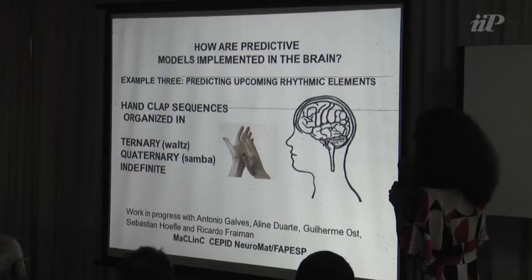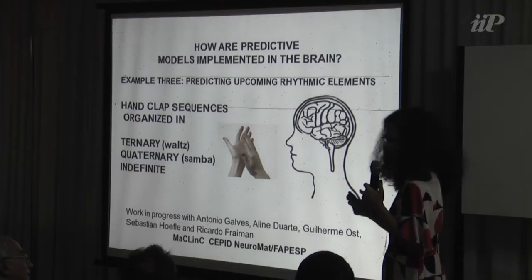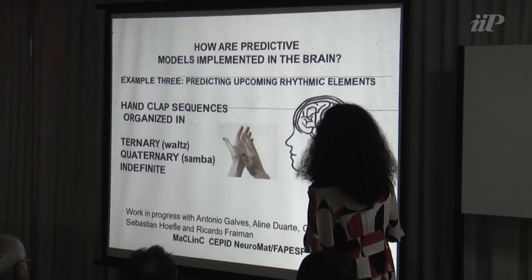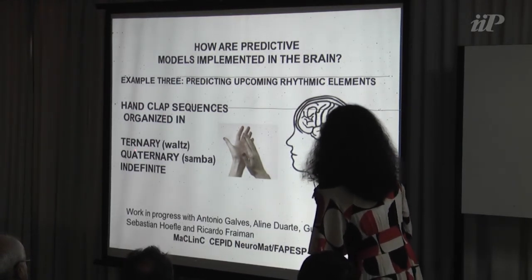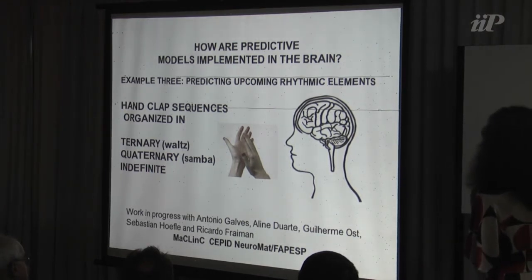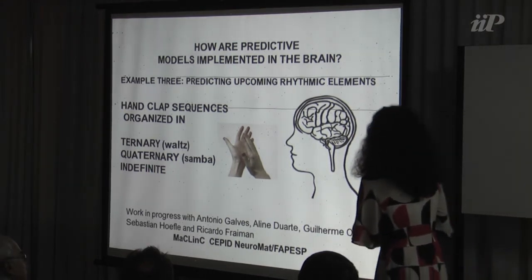And then we came to a configuration where we were a little bit happier, which was to use rhythmic chunk structures. So hand clap sequences organized in ternary, quaternary, and indefinite sequences. I'll show you the stimuli.